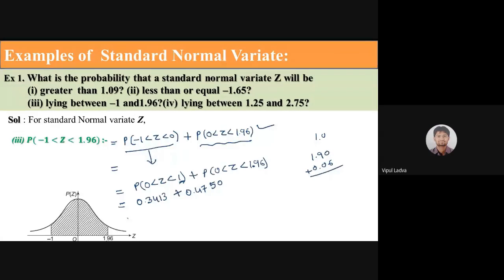Addition of both that, so it will be 0.8163, as Pranjul said. Pranjul said this, I think. Yes, this is what he said. 0.8163. So hopefully all of you are clear.